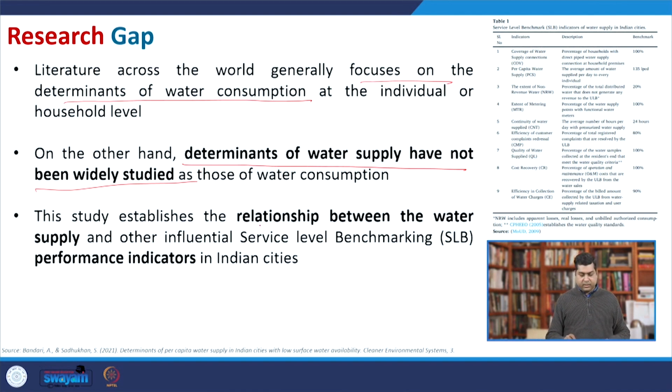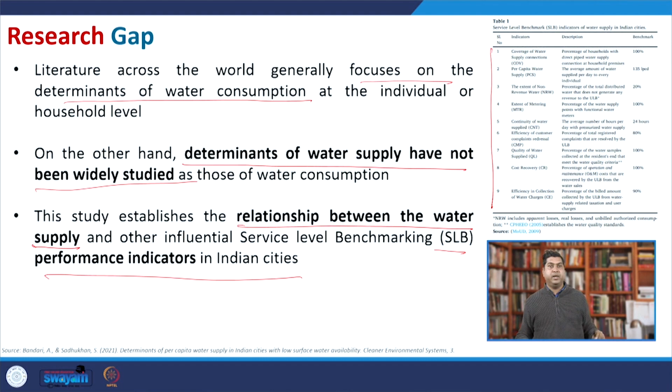This study establishes the relationship between water supply as one indicator and other influencing service level benchmarks, which were set by the Ministry of Urban Development at that time in 2009. In water supply we have a total of 9 such benchmarks, and I'll also talk about that. So we try to establish the relationship based on the data provided by different urban local bodies in different reports. So what are those?